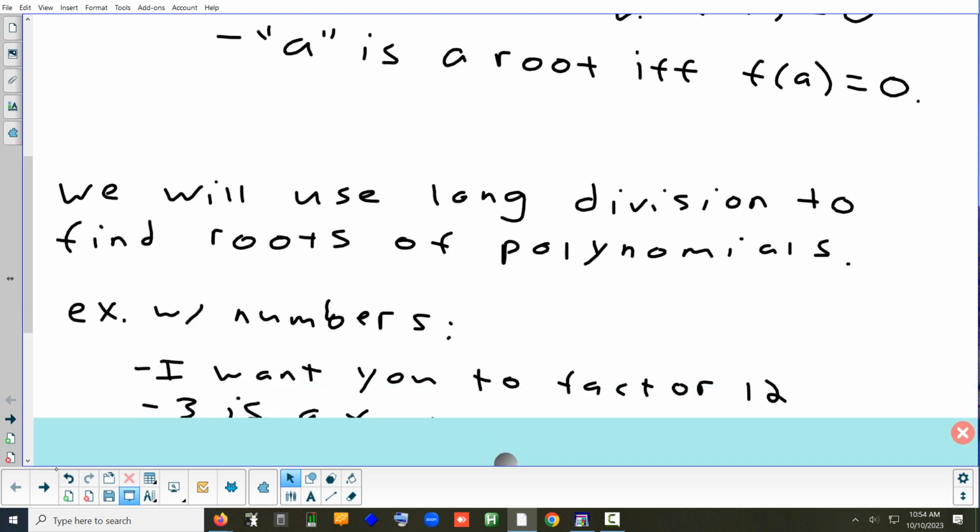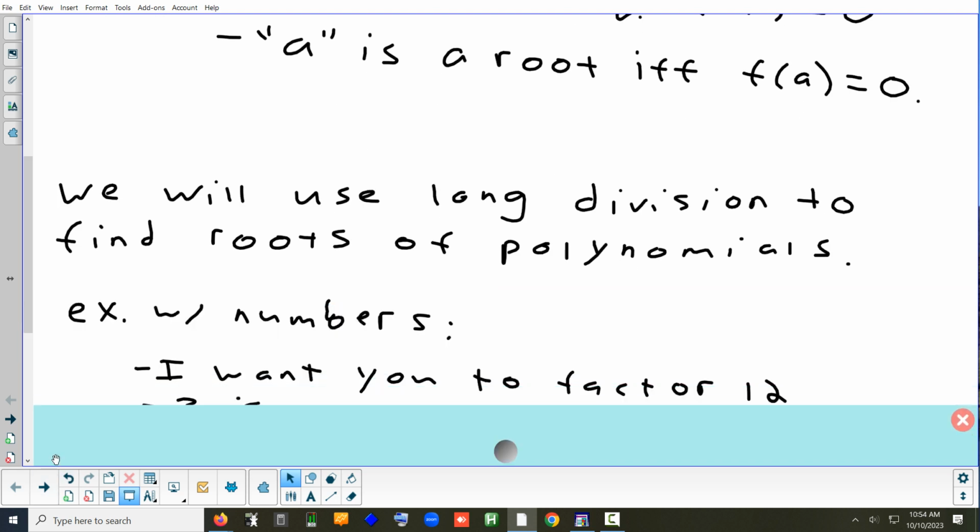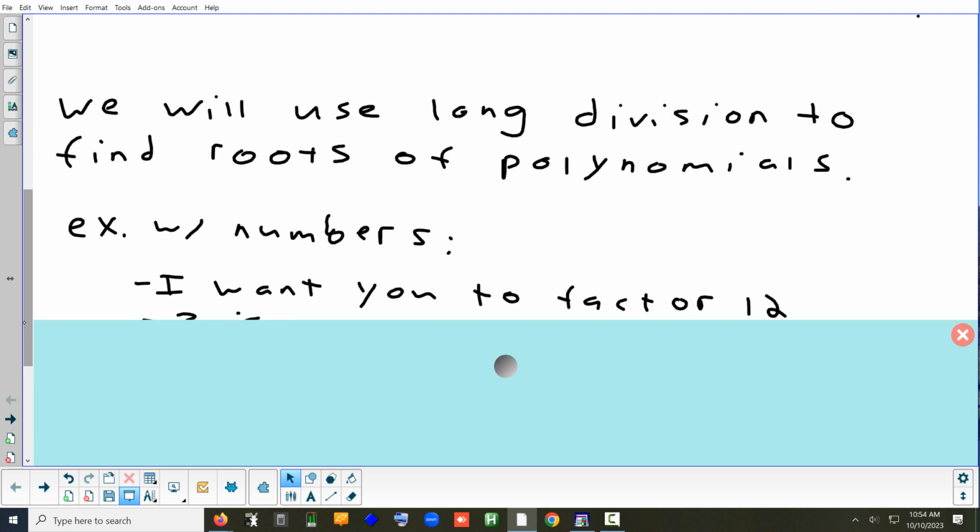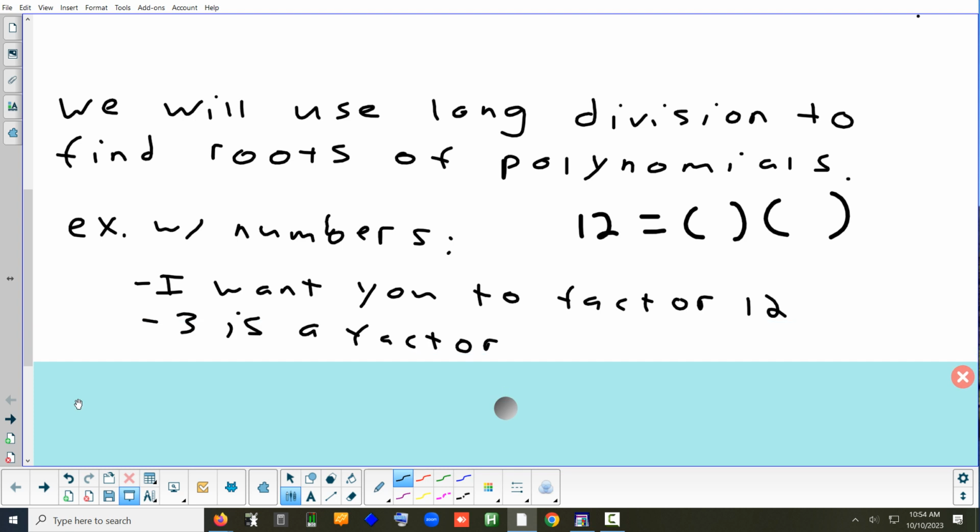So let's look at an example with numbers. Let's say that I wanted you to factor the number 12. To factor it means to write it as a product. So let's write 12 as something times something. Now, I'm going to give you a hint, and I'm going to tell you that 3 is a factor.